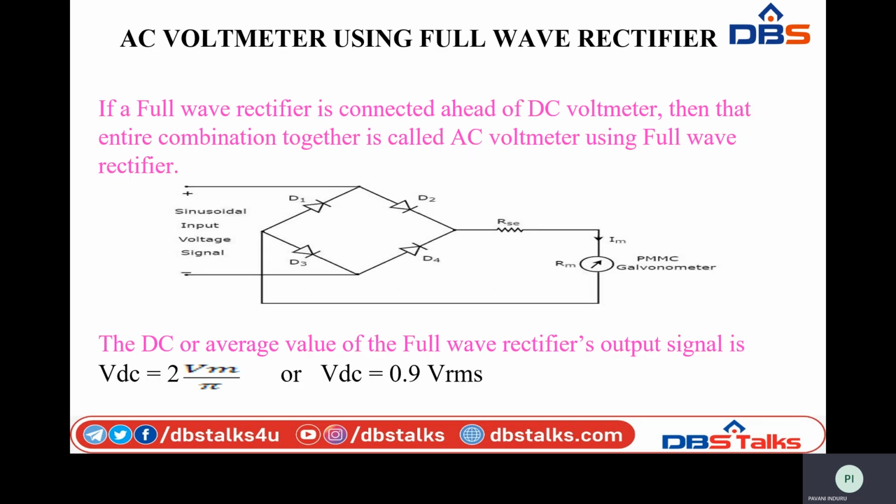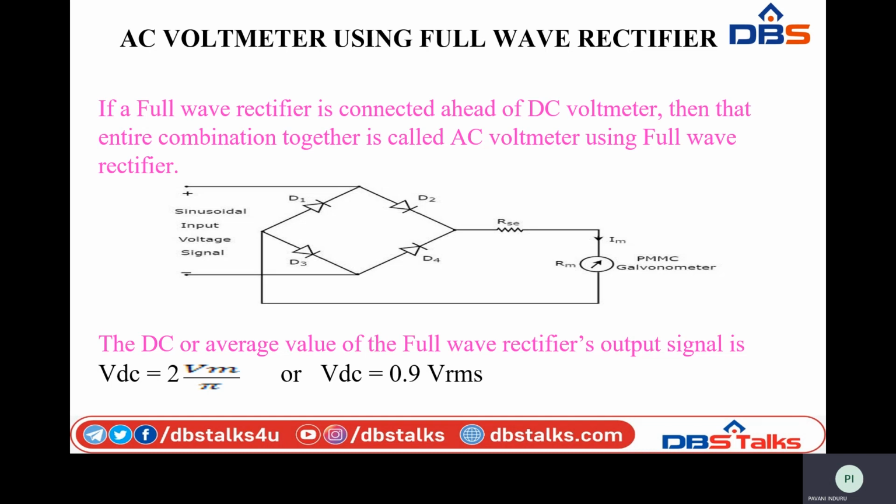Next, coming to the AC voltmeter using a full wave rectifier. Since it is a full wave rectifier voltmeter, we can have full wave rectifier elements. This is a bridge rectifier, which is used as a full wave rectifier. In the bridge rectifier we have four different diodes.